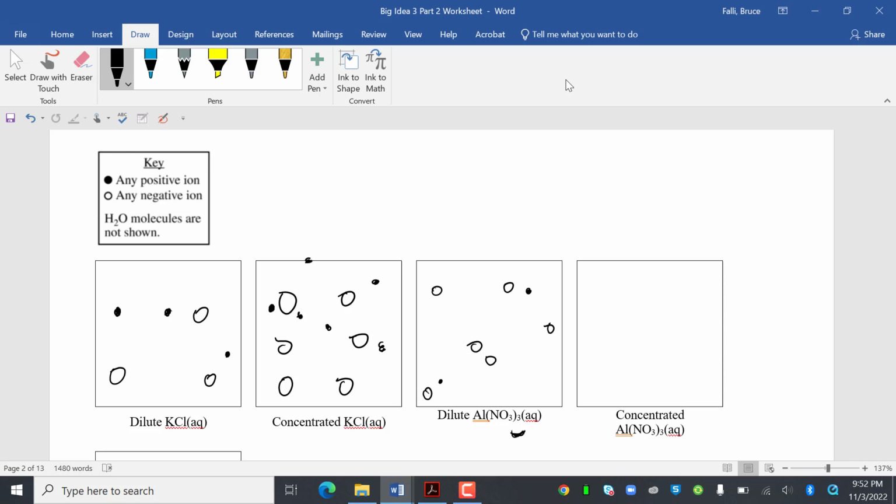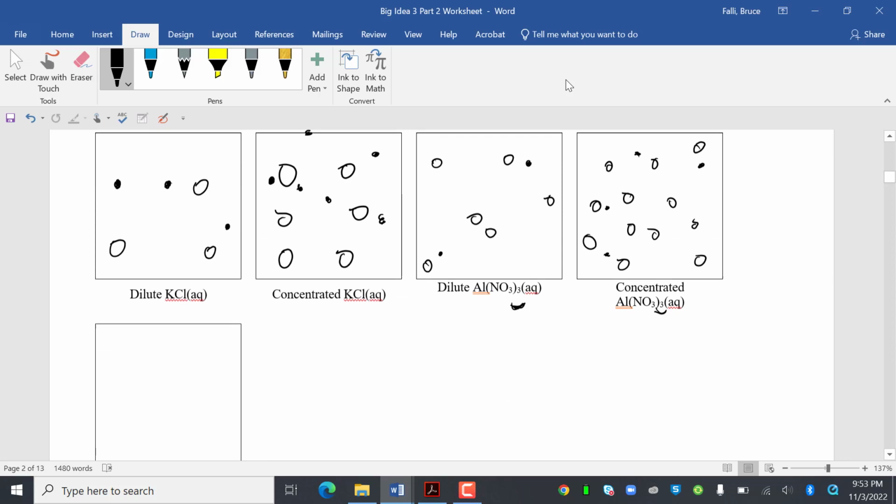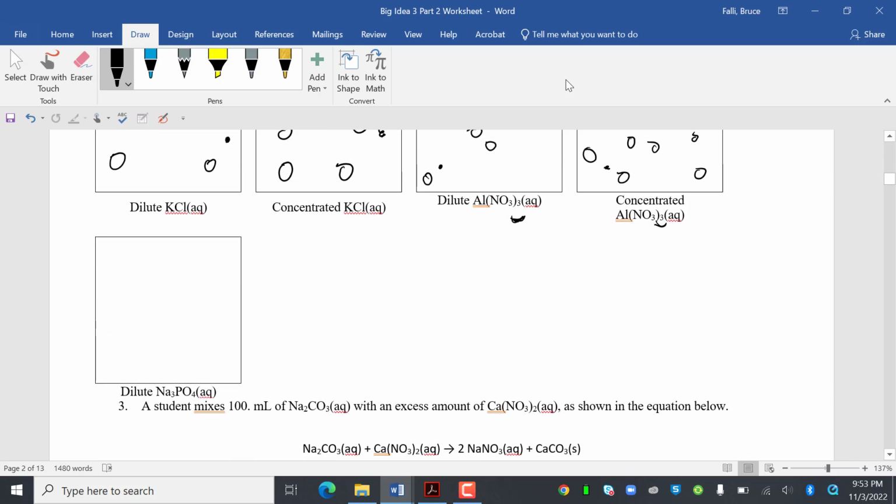All right, concentrated. So I had 2 dots before, so I'm going to do 4 dots. 1, 2, 3, 4, which means I need 4 times 3, 12 circles. 1, 2, 3, 4, 5, 6, 8, 9, 10, 11, 12. And again, I need to make sure, the computer is making these go weird on me, but they shouldn't be touching. Good. So remember, concentrated just means you have more of it. Okay, it doesn't have to be exactly double, but that's it.